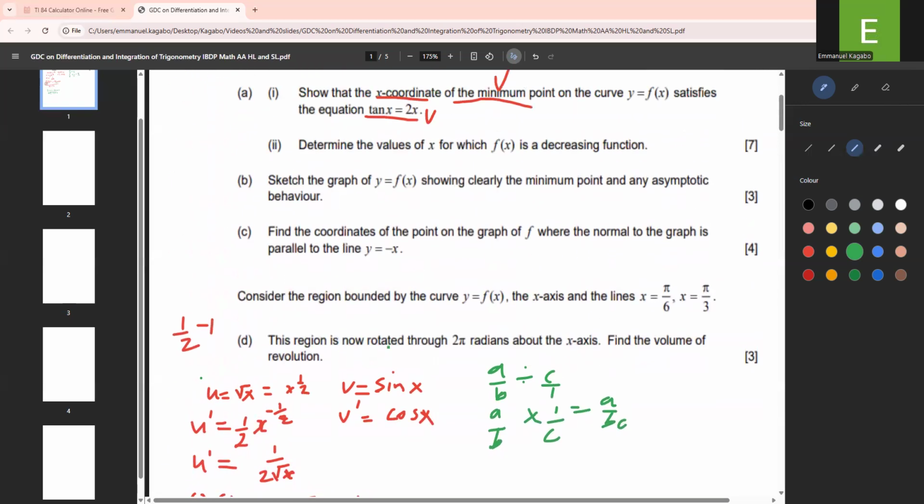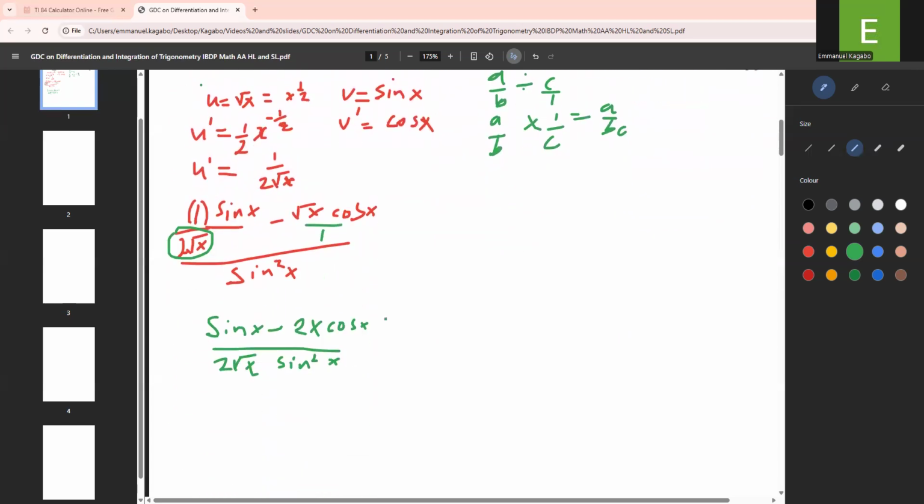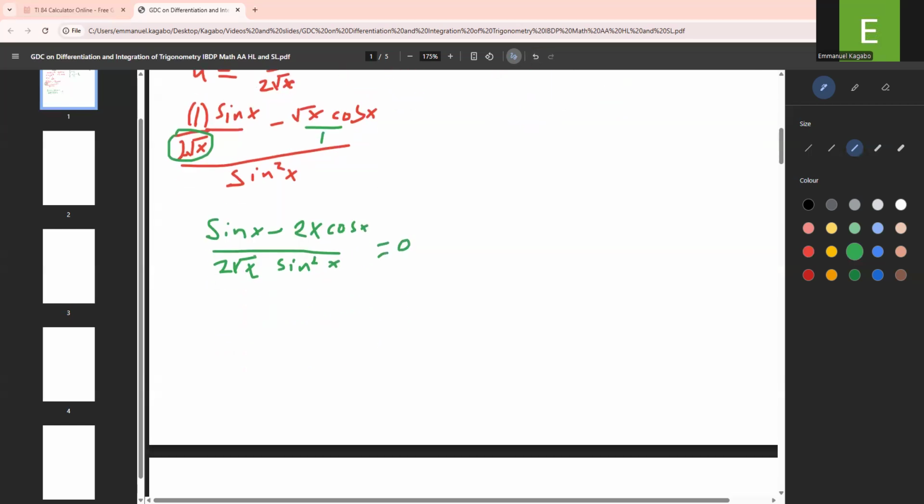Now we're talking about the minimum point. Minimum point, we said it happens when the derivative of your function equals 0. So this should be equal to 0. If that equals 0, that means the whole of the denominator, when I cross multiply, since this is over 1, multiplied by 0 will go. So what remains is sine x minus 2x cos x equal to 0, right? Very good.